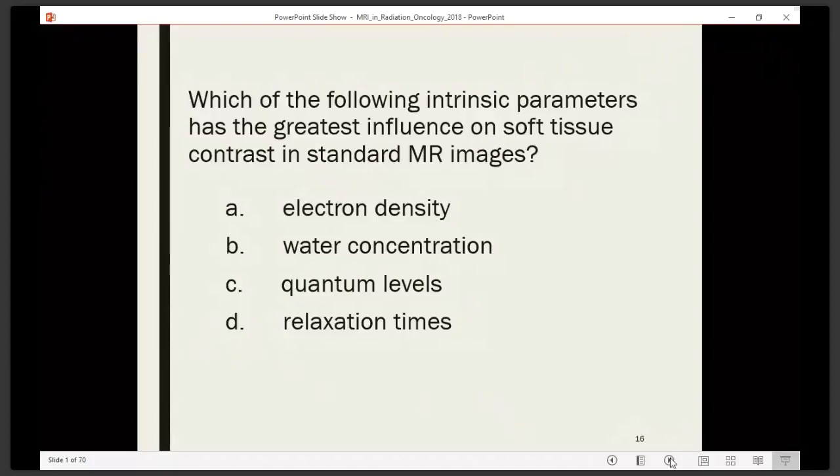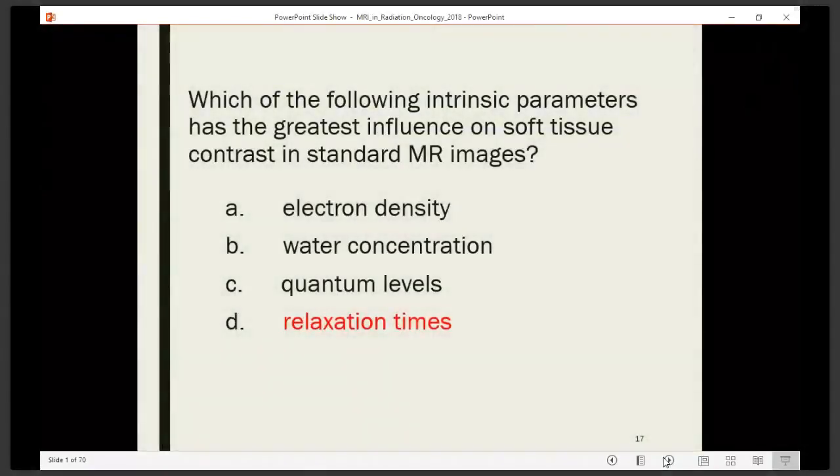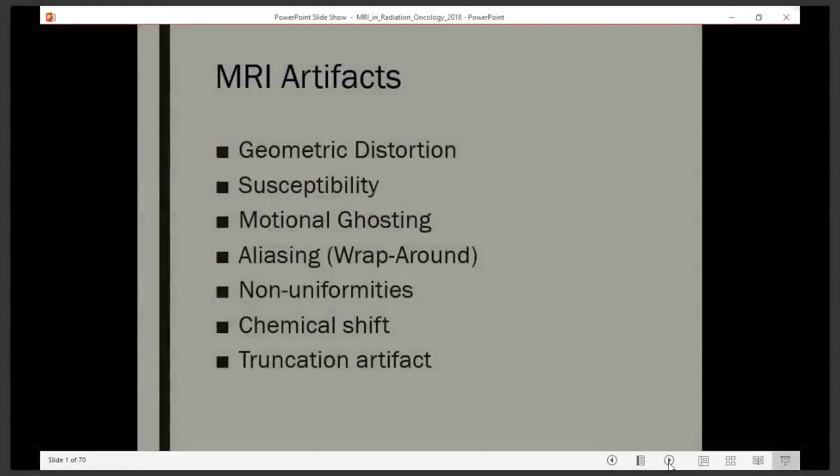Sure. So the correct answer here is relaxation times. MRI doesn't give us any direct information on electron density. We'll go into that later. It is affected by water concentration, but there's very little difference in water concentration between the different tissues compared to the differences in relaxation times. And the quantum levels is a whole different thing that was just put there as a distractor. So you guys are doing good.